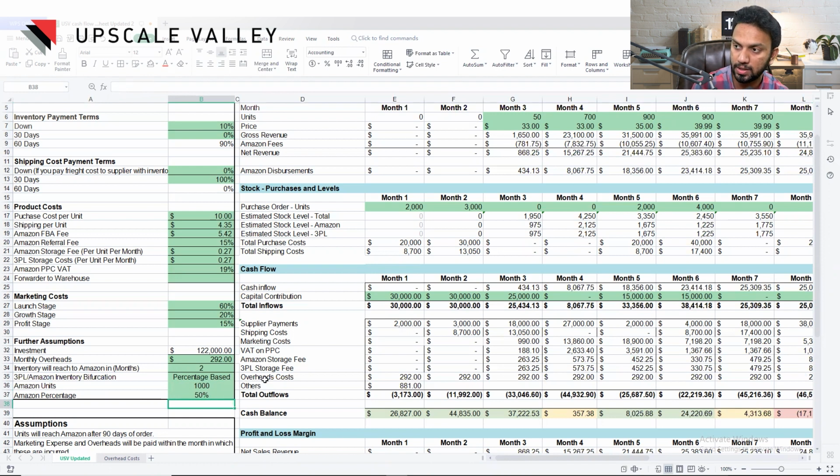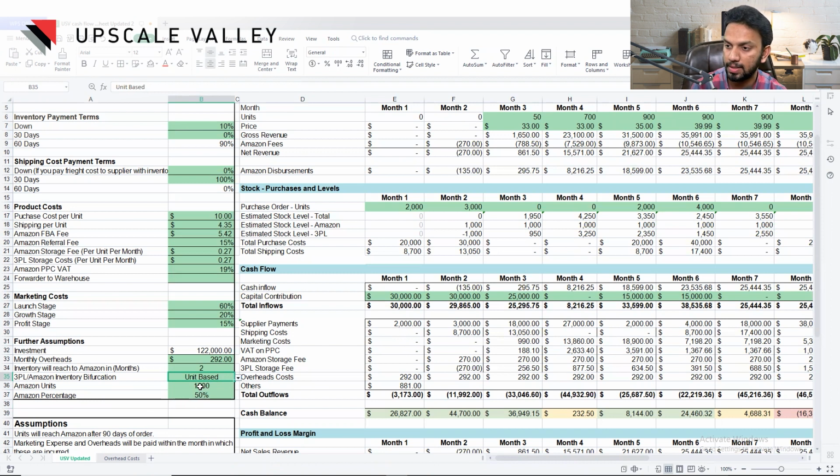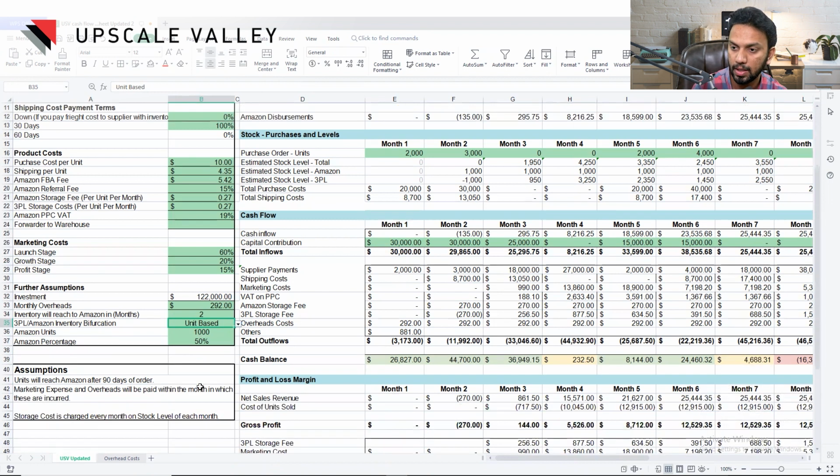So it will adjust the inventory levels and the storage cost accordingly. And let's say if I select the unit based option here, then these percentage cells become null and void. And whatever inventory amount I've ordered, let's say the inventory number is 3000, 1000 units will stay in Amazon, and the remaining 2000 will be at the 3PL. So that's how it is designed.